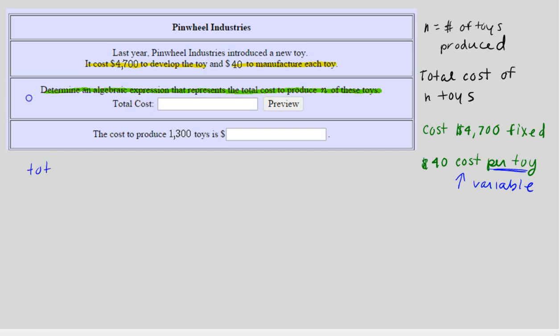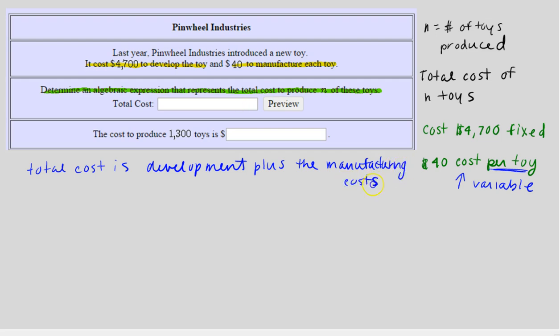So the total cost is going to equal, well, the development cost plus the manufacturing costs. So the total cost equals, well, we know the development cost, that was fixed, that didn't depend on the number of toys, is $4,700. And then we have to add on the manufacturing costs for n toys.